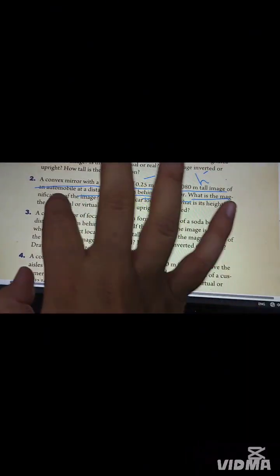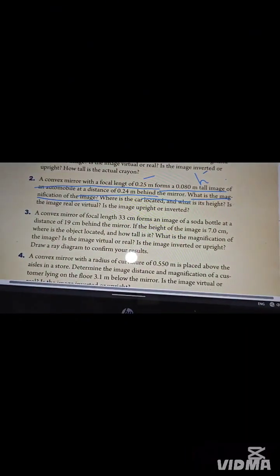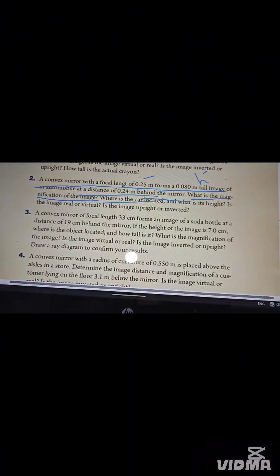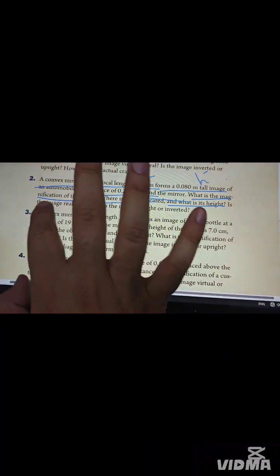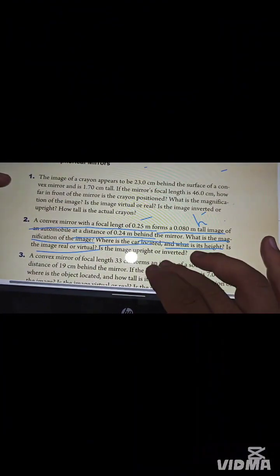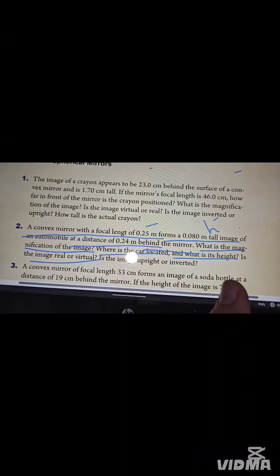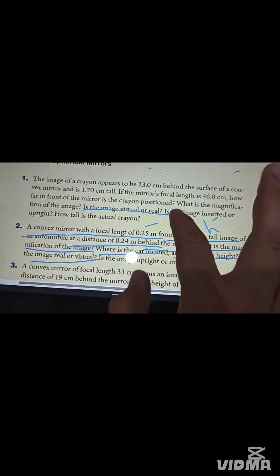What is the magnification of the image? Find magnification. Where is the object located? Find the object distance. And what is the height of the object? Is the image real or virtual? Okay, I'm sorry guys, I actually forgot in the previous question to tell you whether it is real or virtual.